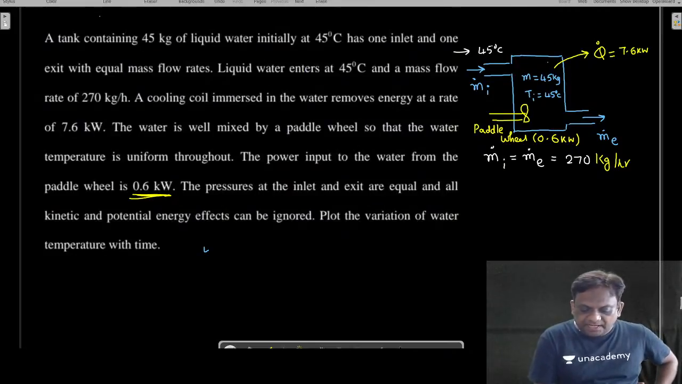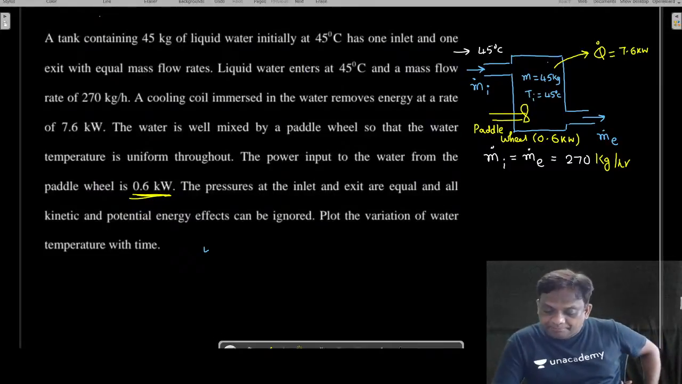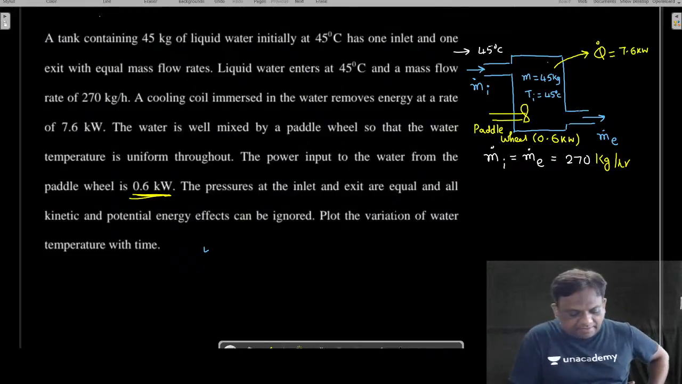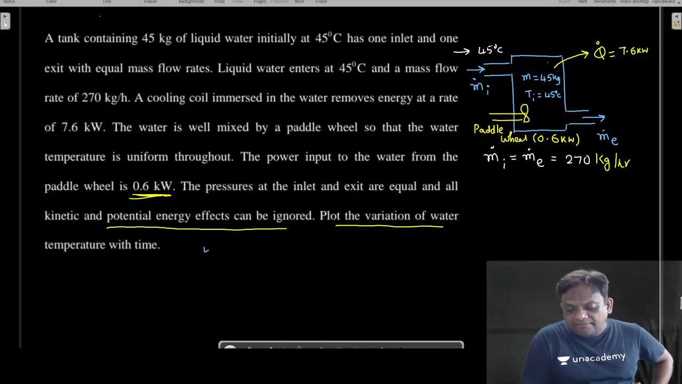Wonderful. The pressures at inlet and exit are equal. Look once, the pressure at inlet and exit are equal. And kinetic and potential energies are ignored. Plot the variation of water temperature with time.